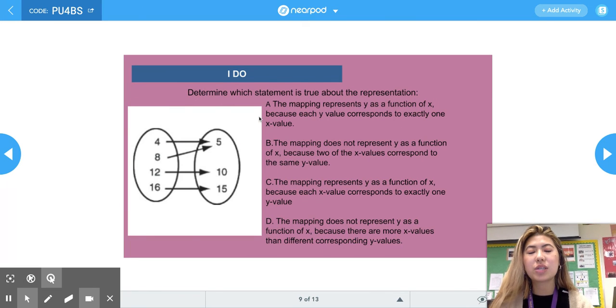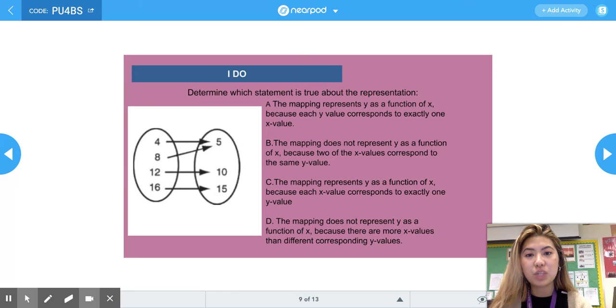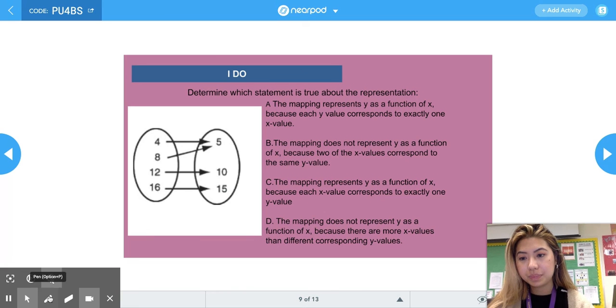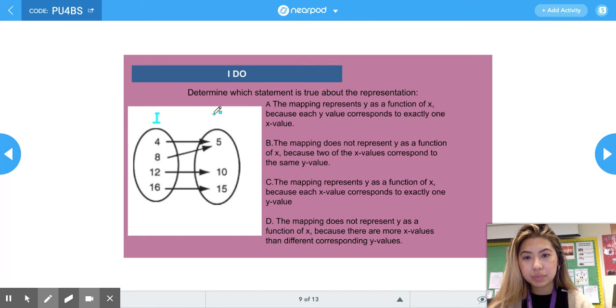This next I do is a multiple choice question, and we have to determine which statement is true about the representation, the mapping diagram. So on the left side is our input, and on the right side is our output. Even if it doesn't say input output, you just have to remember that the left side will always be the input or the X values, and the right side will always be the output or the Y values.